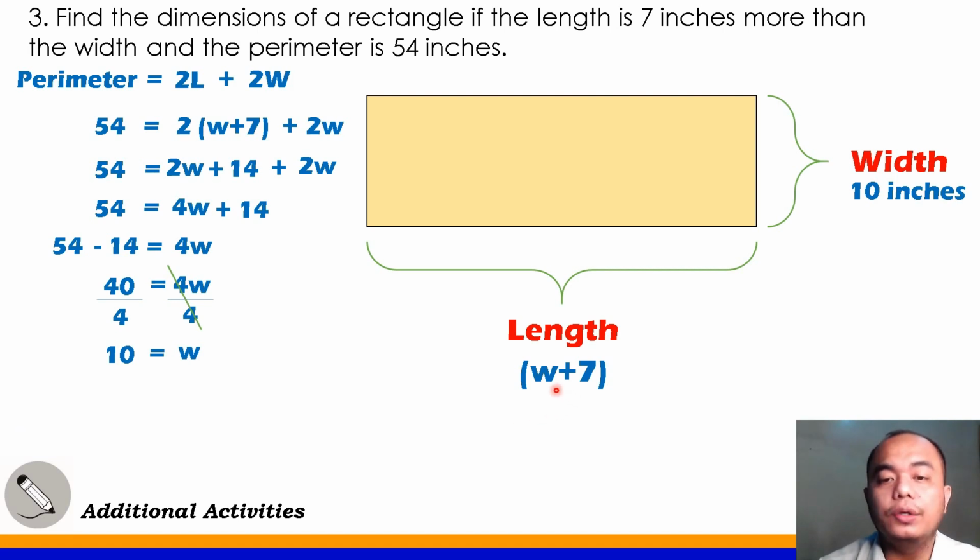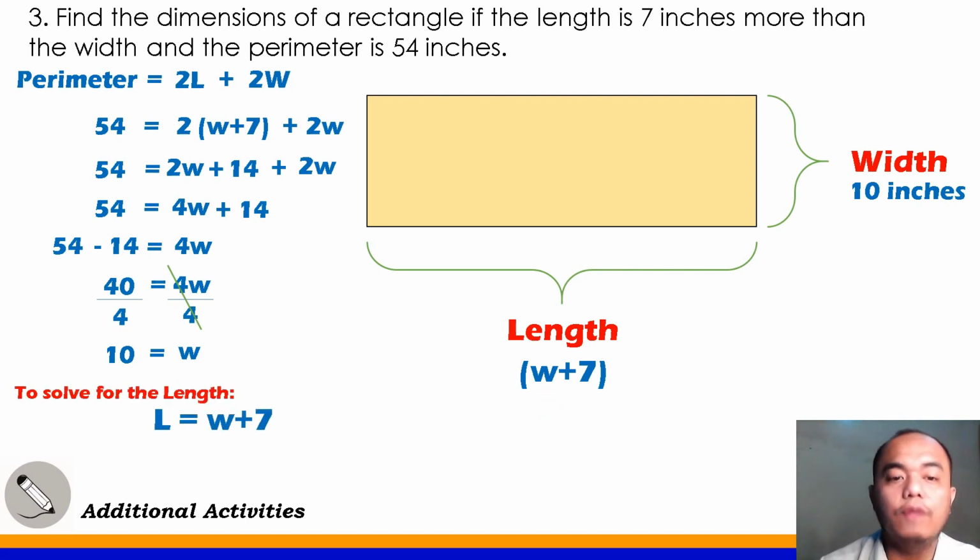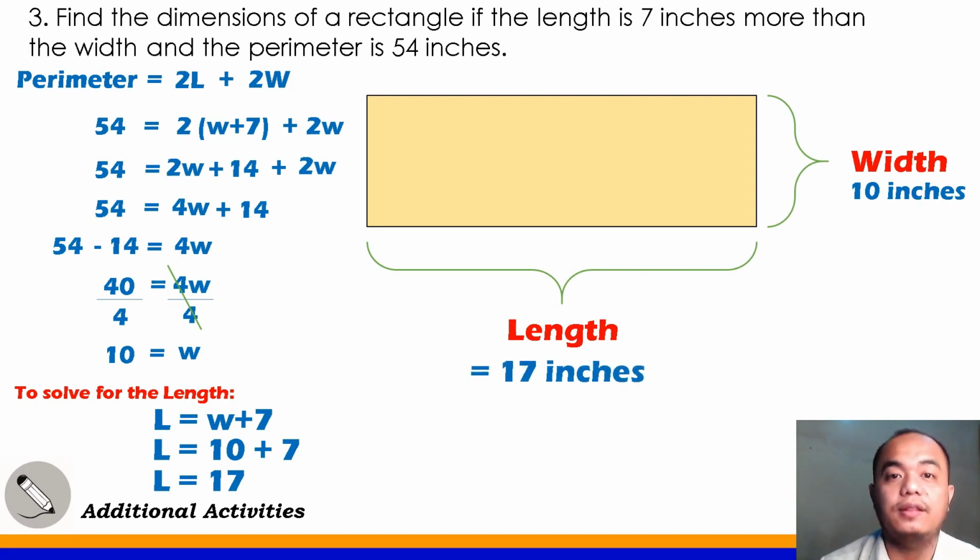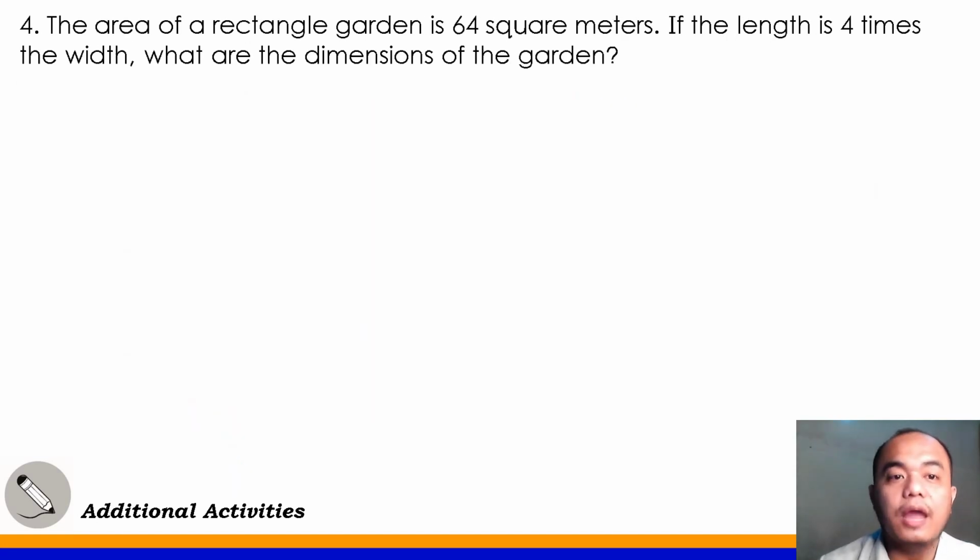Para malaman natin yung value ng length, class, anong gagawin natin? Yes, isa-substitute natin dito yung 10 sa W. Okay? So, to solve for the length, so we have L equals W plus 7. L equals 10 plus 7. So, L here is 17. So, we have now the dimension. Length is equal to 17 inches. Is that clear? Now, number 4.